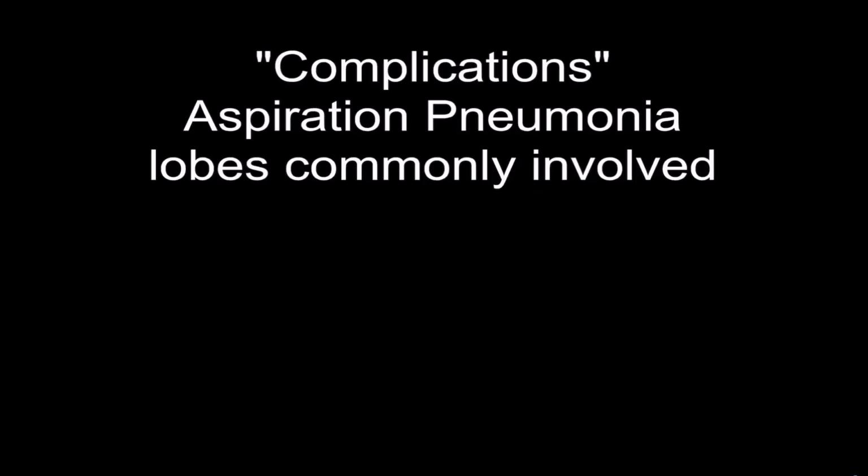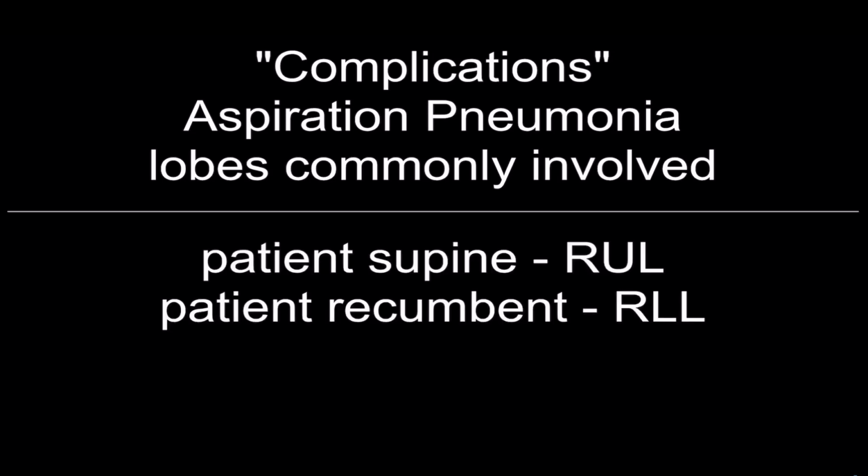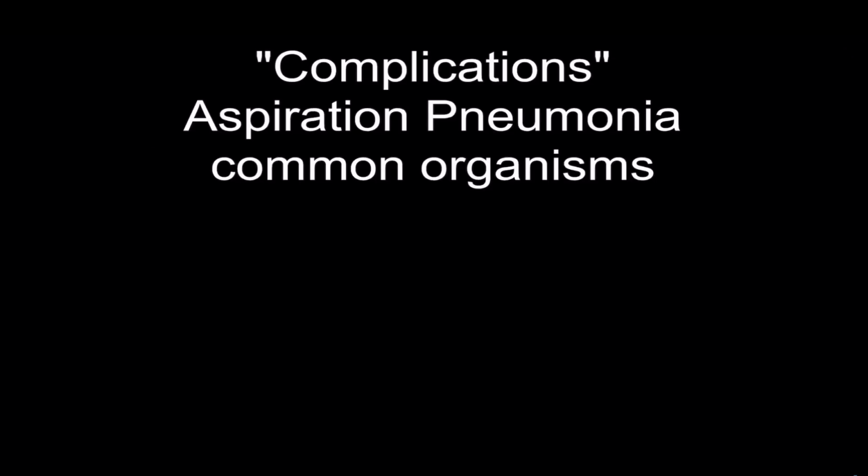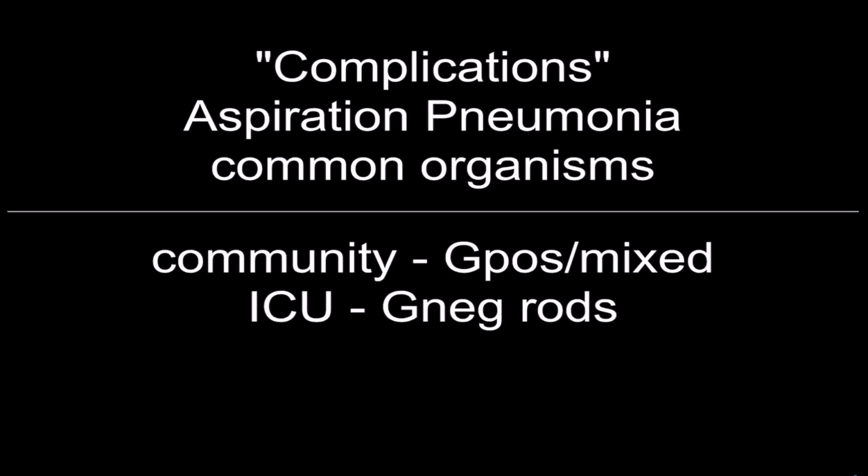Aspiration pneumonia, which lobes are commonly involved? If the patient's supine, then it's the right upper lobe. If the patient is in recumbent position, then it's the right lower lobe. What are the most common organisms? If it's community acquired, then it's gram positive, could be mixed. If it's ICU acquired, then it could be gram negative rods.